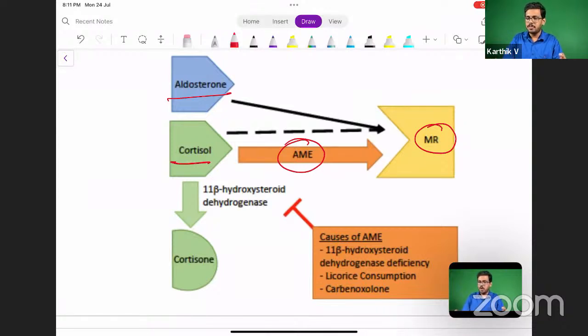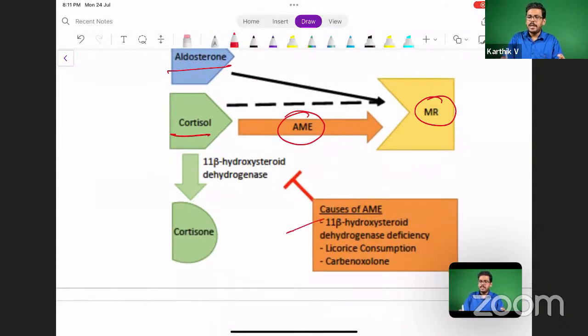So what are the causes for that? The genetic causes include the 11 beta HSD2 enzyme inactivating mutation. Then the acquired causes like licorice consumption and carbenoxolone, which is a drug whose side effect is 11 beta HSD2 inactivation. There also the patient can have a similar clinical profile.